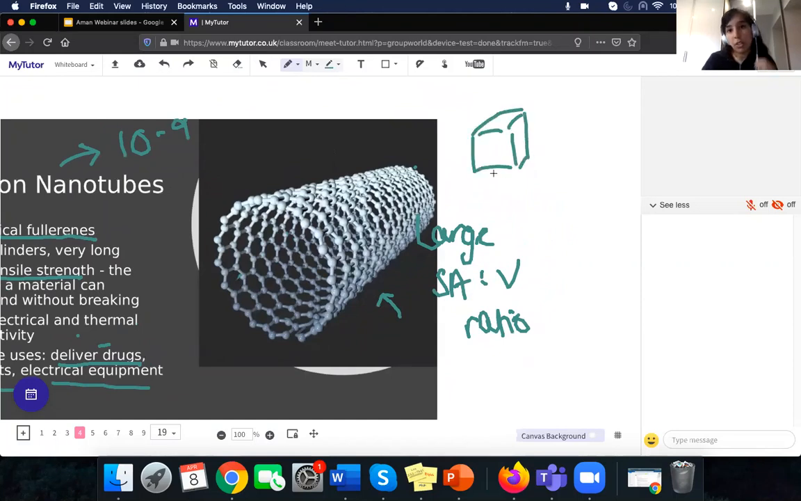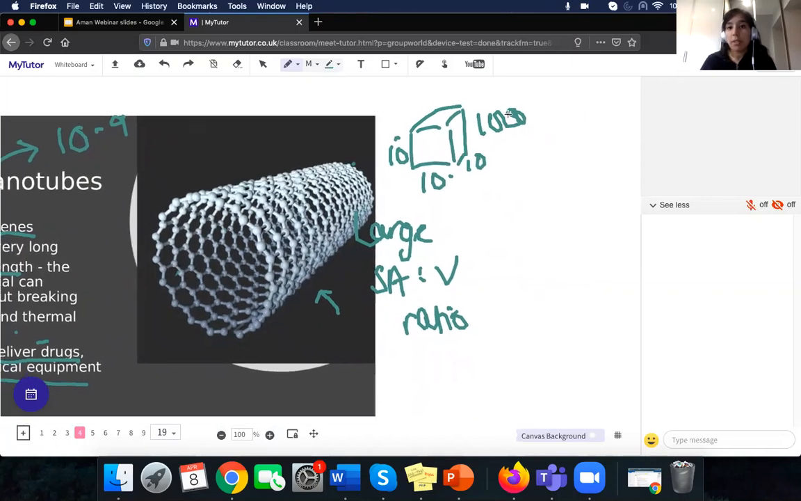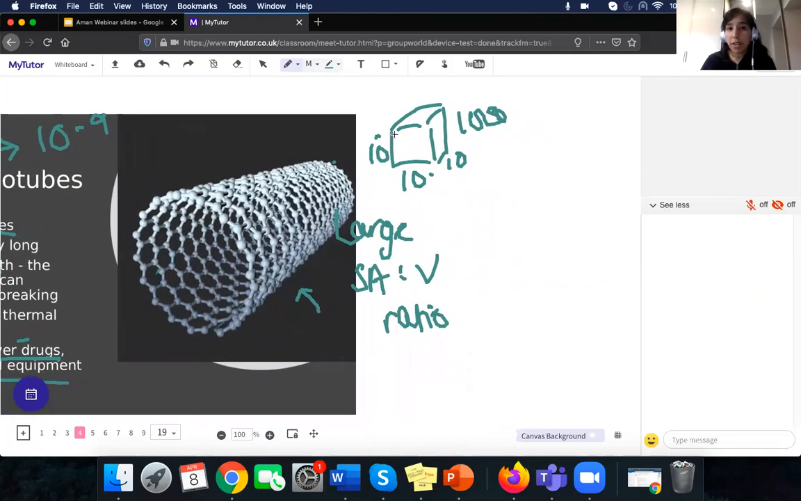let's just say this cube here has sides of 10. That means the volume would be 10 times 10 times 10, so that's 1,000. And the surface area is 100 because we take one surface and we times it by 6. So 100 times 6 is 600. Okay, so the surface area to volume ratio of this cube is 600 to 1,000.